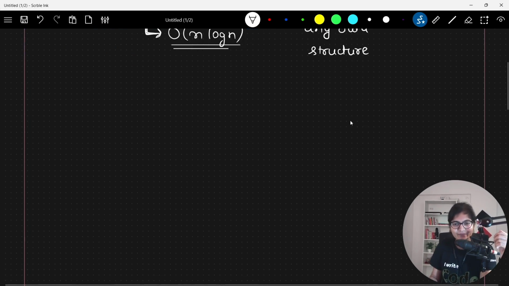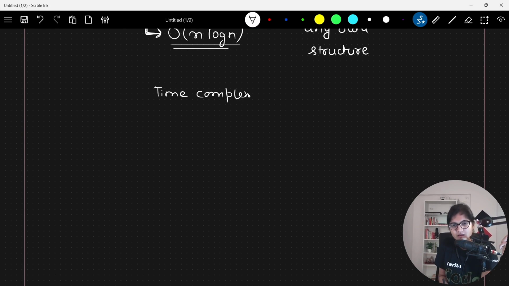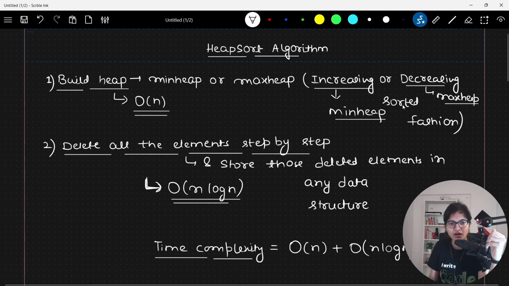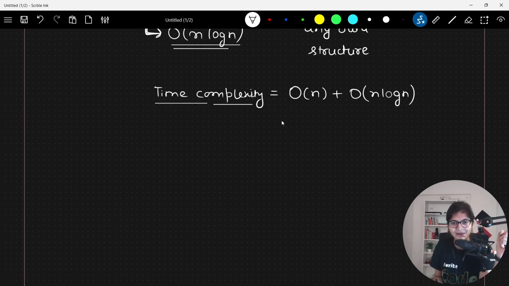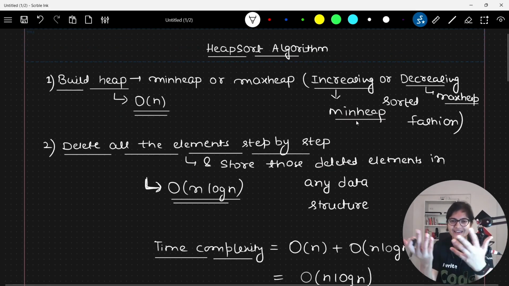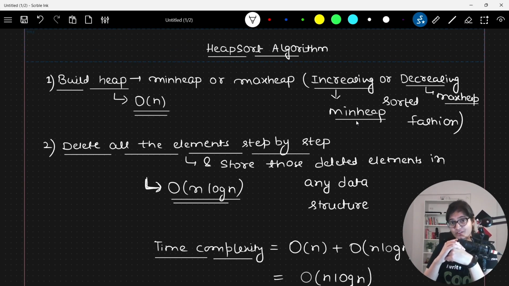So when I'm talking about the overall time complexity, it will be the combination of these two: big O of n to build the min heap, plus big O of n log n to delete all the elements. So what is the overall time complexity? It is nothing but big O of n log n. And this is the simple process of any heap sort algorithm that you ever see.